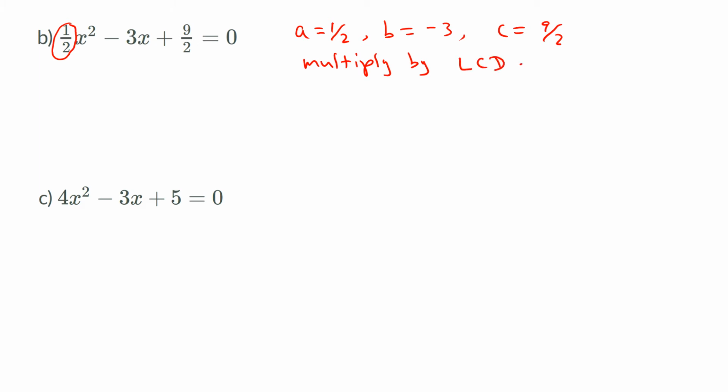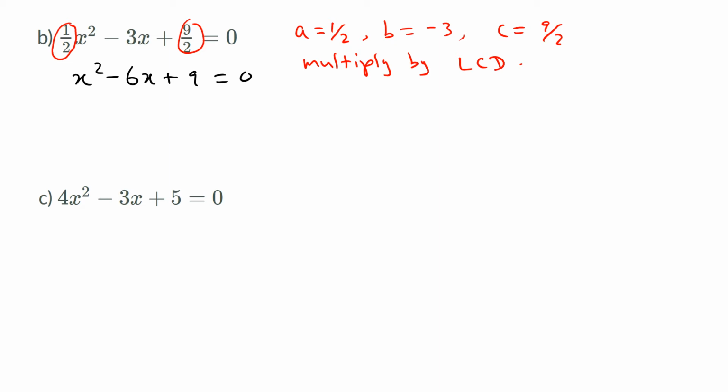That's exactly what we do in this case, because you can see 1/2, and this also has a 1/2, so the LCD simply becomes 2. So we multiply the whole equation by 2. Once you do that, you get x squared minus 6x plus 9 equals 0. This is much simpler to solve than the original one. We just multiply by the LCD to make it simple, and it doesn't change the solution set.